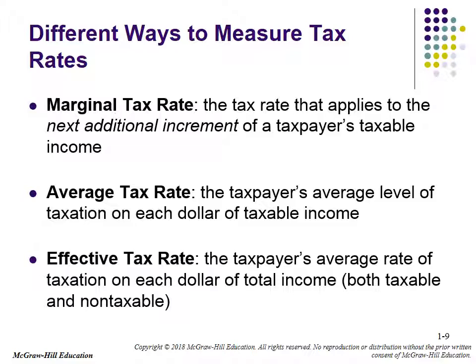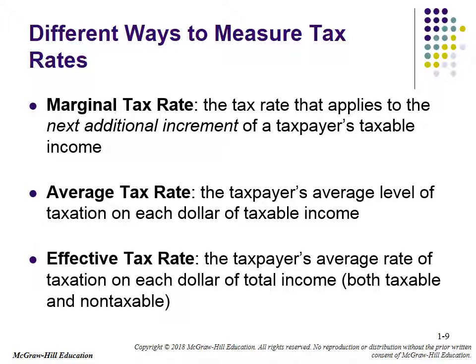So we have different ways to measure tax rates. Marginal is what we refer to as my tax bracket, because that's how much your rate will be if you had one more dollar of income. Average is the taxpayer's tax on all their taxable income. What's the average they pay on their taxable income overall? And then the effective tax rate is the tax they pay divided by all of their income, whether it's taxed or not. So I encourage you to really look at the examples in the various pages, pages 1-5, 1-6, 1-7, through, it looks like, 1-8, to really feel comfortable with what these different types of tax rates measure.